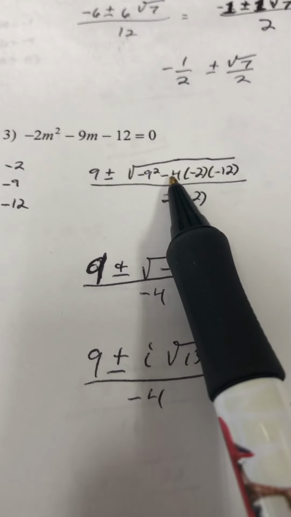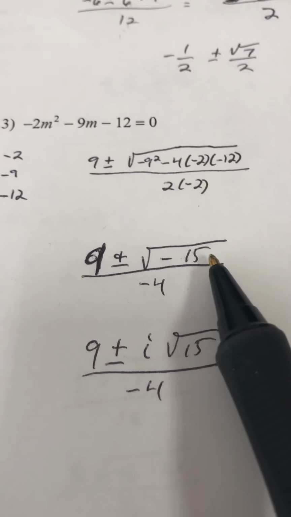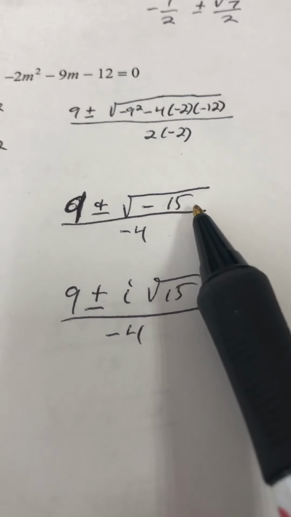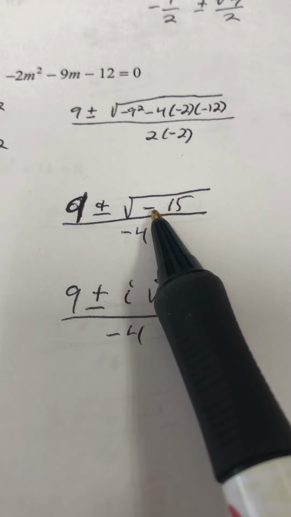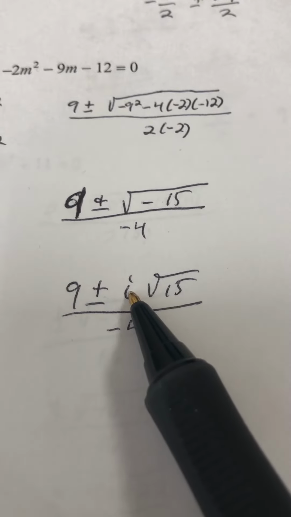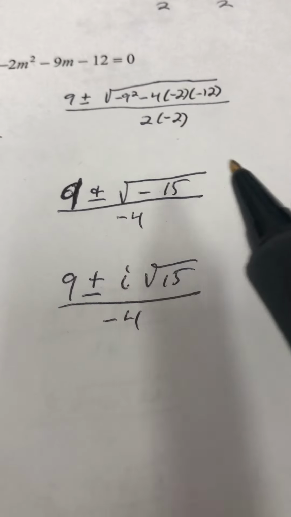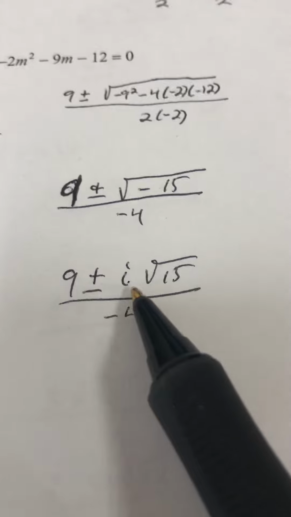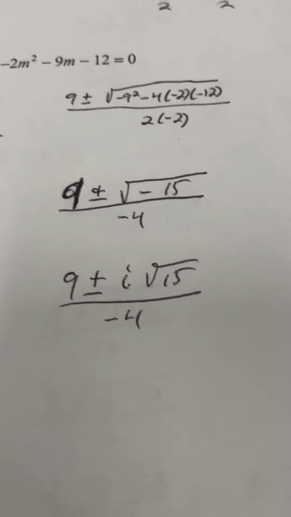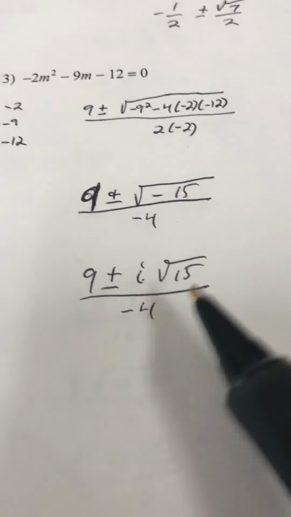And so you do what's in the square root. I'm going to bring out a negative by bringing out an i, because you could make this into 15 times -1. The square root of -1 is i, so that we don't have a negative square root anymore. And you can just leave it like this.